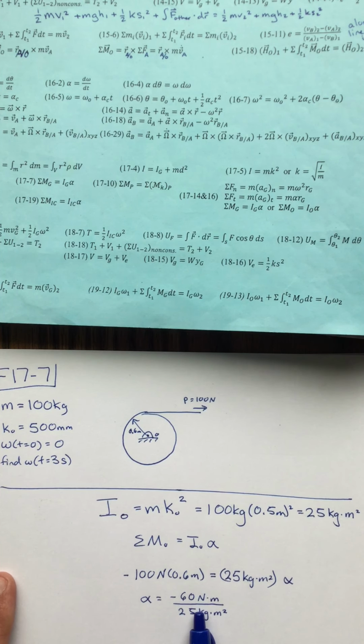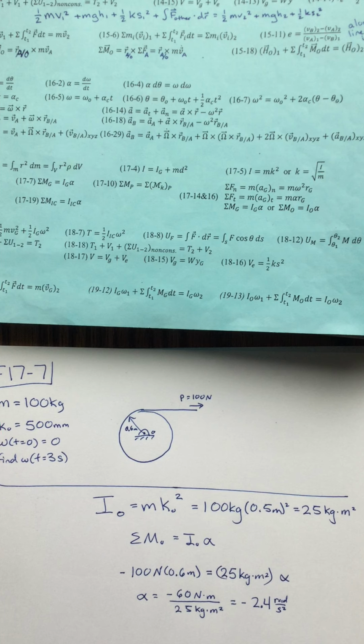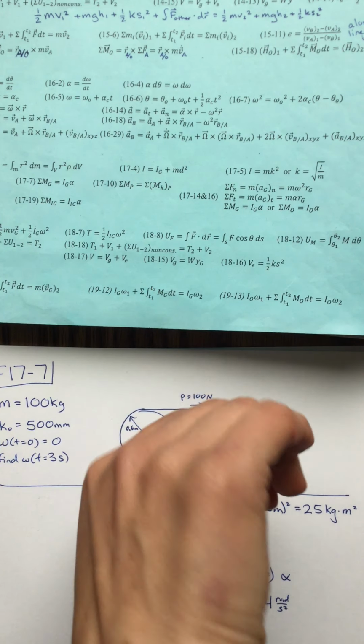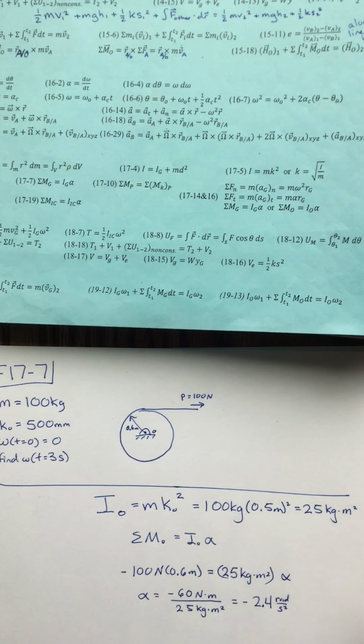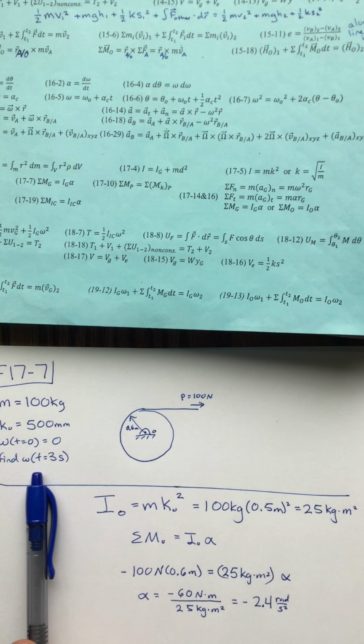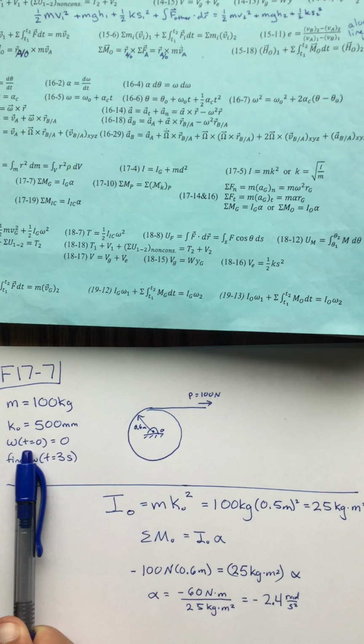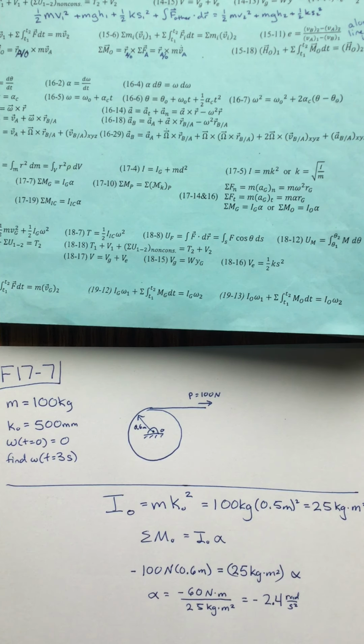Remember, a newton is a kilogram times a meter per second squared, so the units here are 1 over second squared. Negative 60 divided by 25 is negative 2.4, and then I can put in radians for the units to get negative 2.4 radians per second squared. So because the angular acceleration is negative, it just means it's this way. Okay, now I want to find the angular velocity when t is equal to 3 seconds, and the angular velocity when t is equal to 0 is 0.